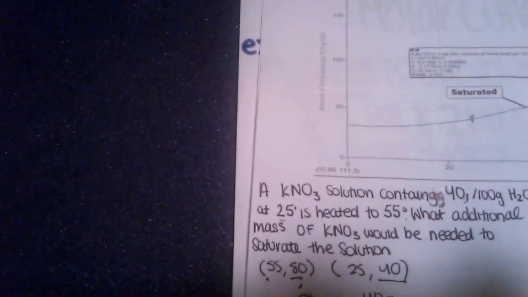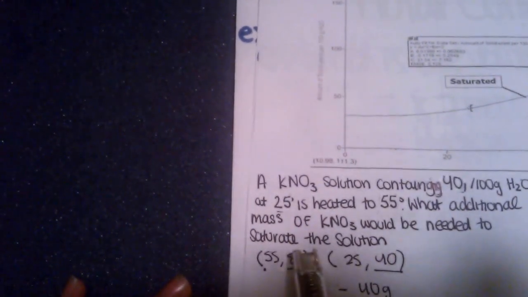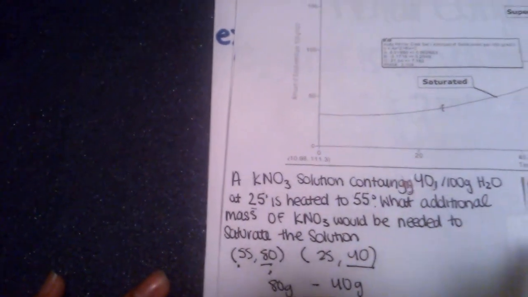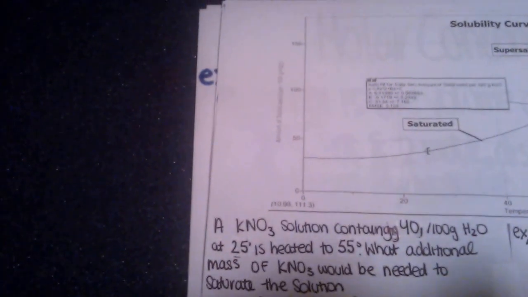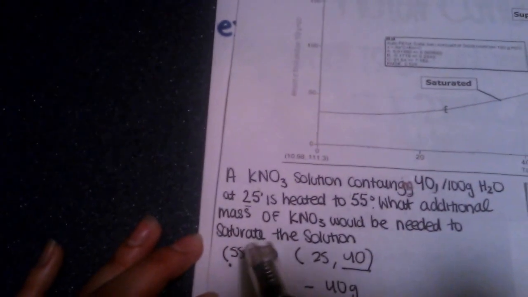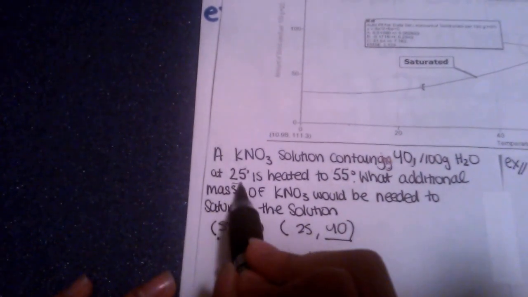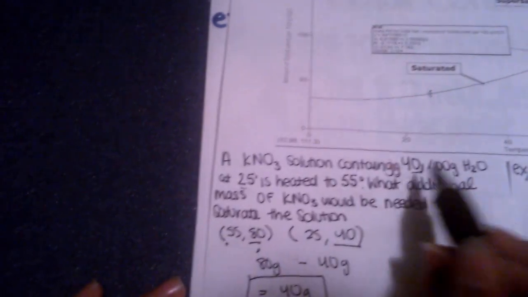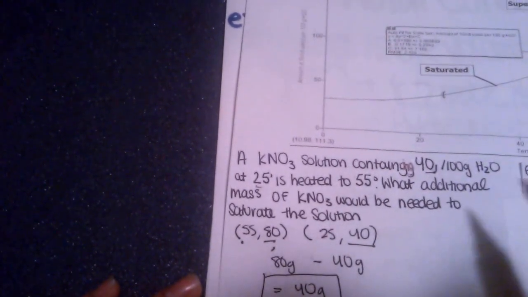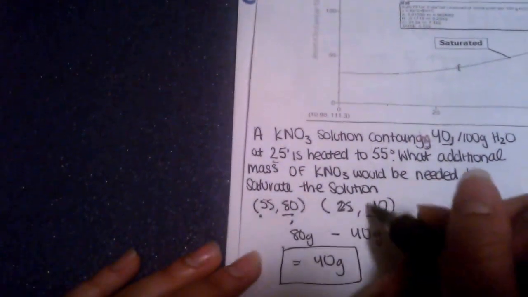First we have to find the coordinates of 55 degrees. The solution is saturated, so we look at the line. We go to 55 degrees, which is approximately over here, and we see that the saturated solution would be around here, which would be approximately 80 grams. So I would write that down, 55 and 80. Then our second point, which we were already given, is 25 and 40. You can see that it is on the saturated curve. So x is 25 and y is 40.